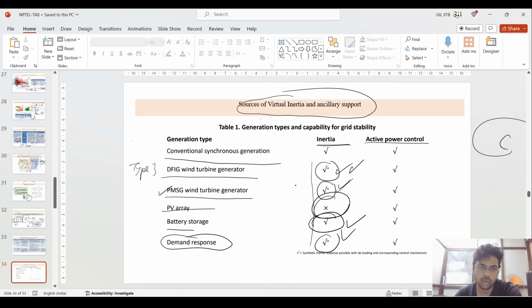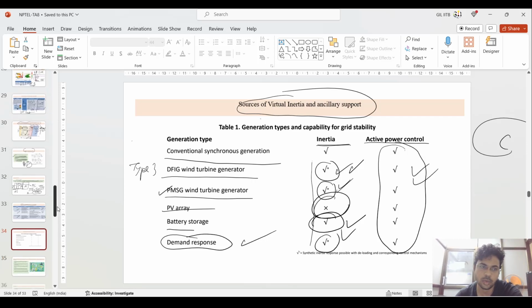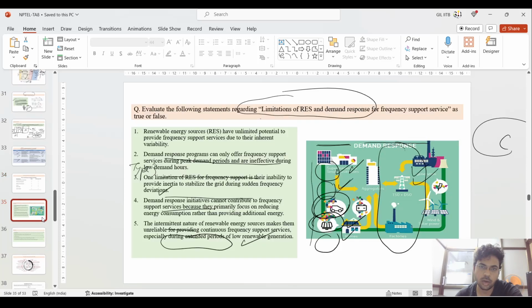Okay, but you cannot utilize all the time. Because when there is no wind, how can you utilize it by just rotating? It should be during the rotating part that you can utilize that synthetic inertia. And you can see whether active power control is possible in all conditions, whether it is a conventional synchronous generation system, the PV array, the battery storage, or demand response.